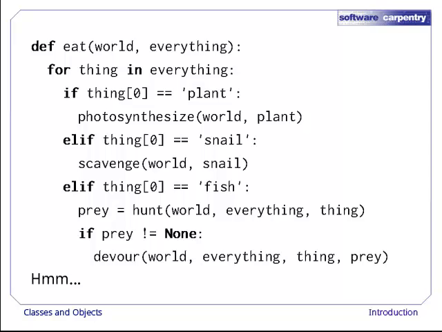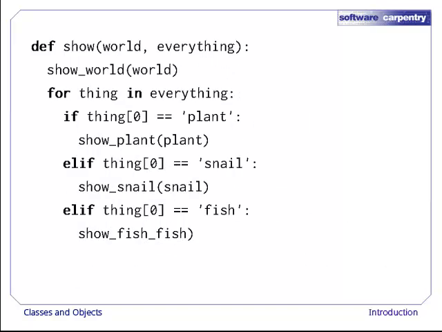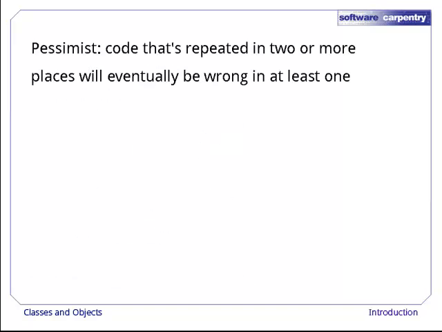To understand why, let's look at our third main function, show. Sure enough, it has a loop that uses the types of the things in the aquarium to decide what specialized functions to give those things to. This is starting to look familiar. As we said before, code that's repeated in two or more places will eventually be wrong in at least one.